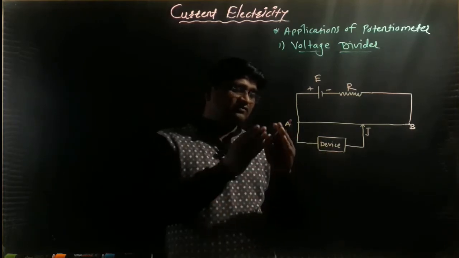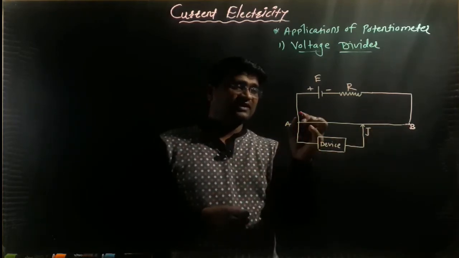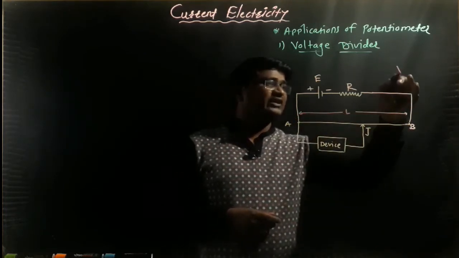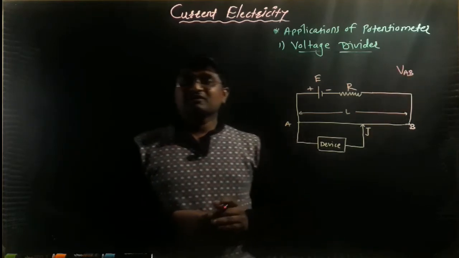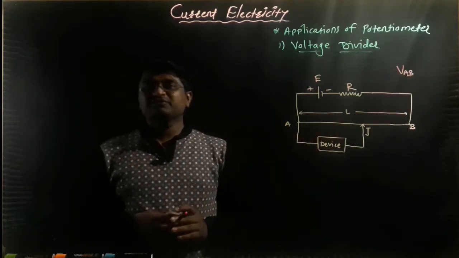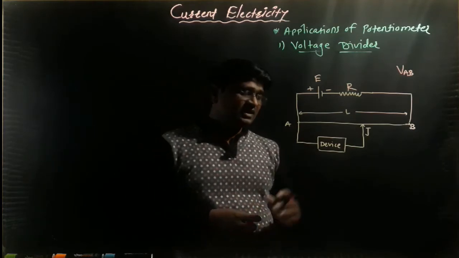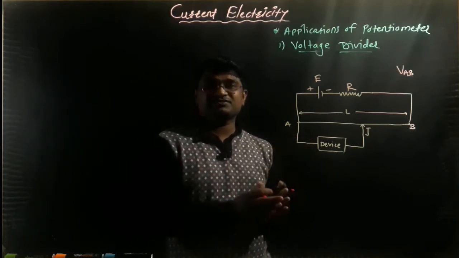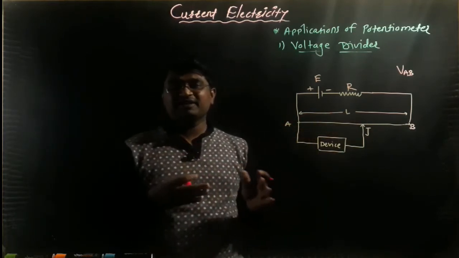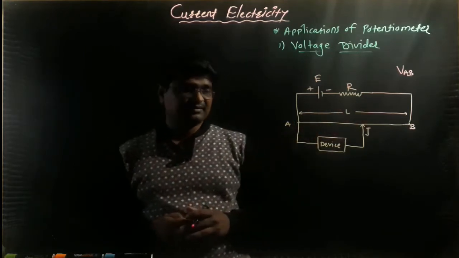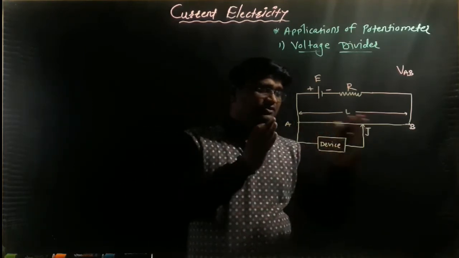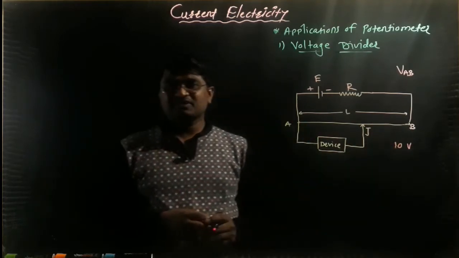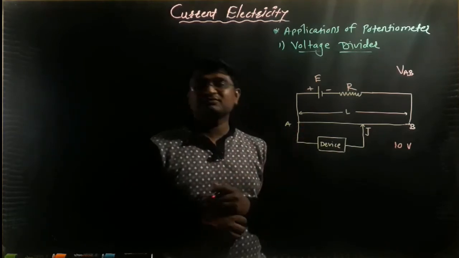We know that the total length of the potentiometer wire will be denoted by capital L. Simply, its total potential will be denoted by VAB. VAB is the total potential of the potentiometer wire AB right now. With the help of this device, we are now trying to divide the voltage across the wire AB. It means that we divide the potential difference along the wire AB. Just imagine that the total potential across the wire is about 10 volts.